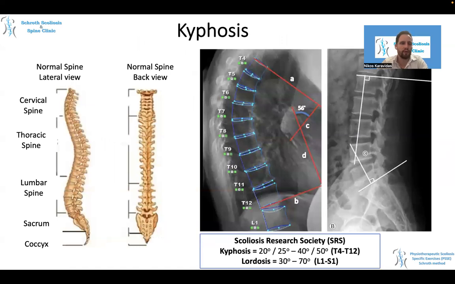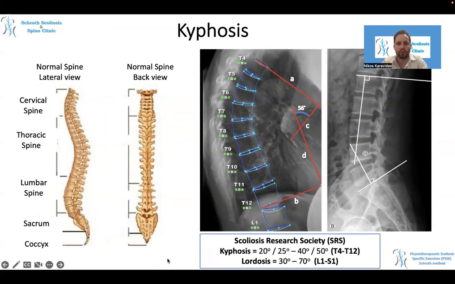When you look at the spine from the back view, normally the spine should be straight, but when you look at the spine from the side view, it is not straight. We have normal curvature showing the sagittal profile. So there is a cervical lordosis, thoracic kyphosis, and lumbar lordosis. However, for these curves, there are some normal ranges.